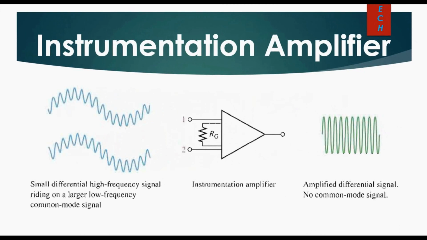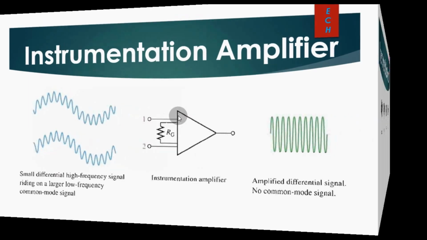So here is a pictorial view of the instrumentation amplifier: a small differential high frequency signal riding on a larger low frequency common mode signal. That is why we need an instrumentation amplifier. This is the instrumentation amplifier. After amplifying the signals, your output would be this amplified differential signal, with no common mode signal. So the common mode signal is being rejected by the CMRR in the instrumentation amplifier, right?